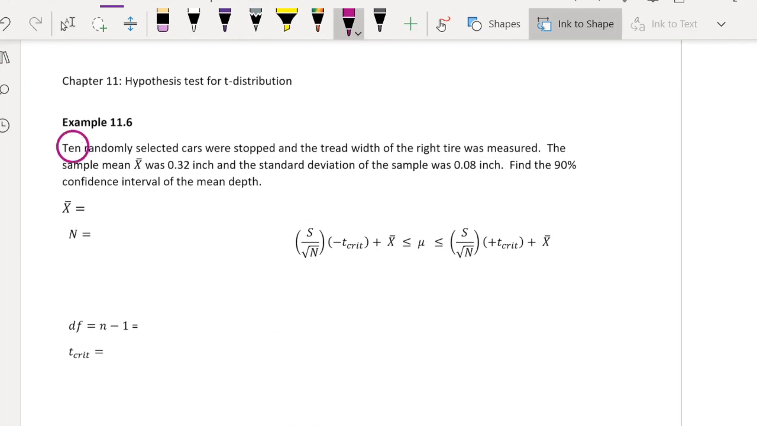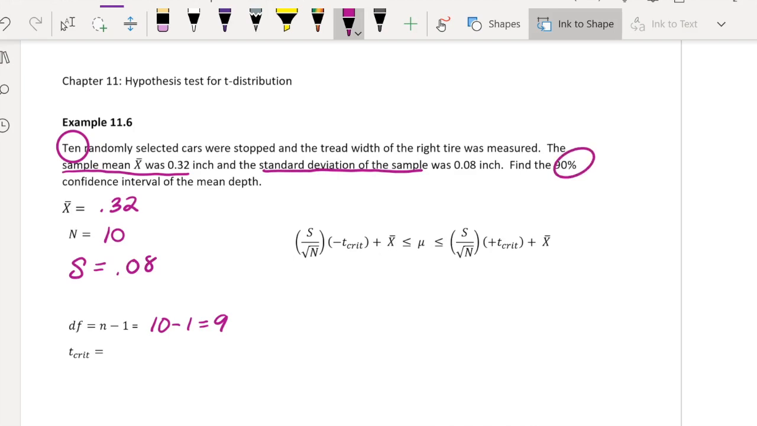So 10 randomly selected cars, that's our N. My degrees of freedom are going to be 9 again. Sample mean was 0.32, so that goes here. And the standard deviation of the sample, that's our S, 0.08. And we need to find a 90% confidence interval. So the next thing I need to find out is my T critical.